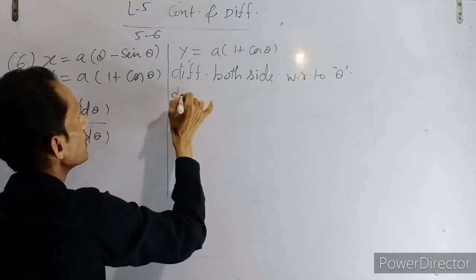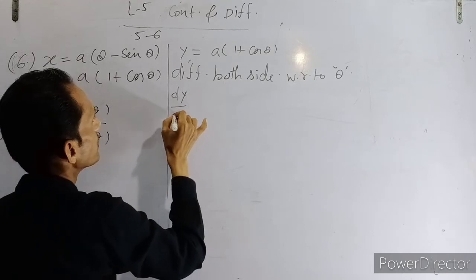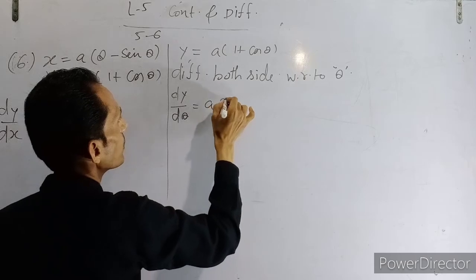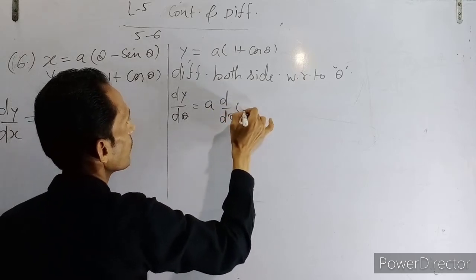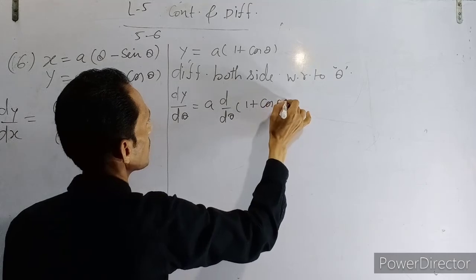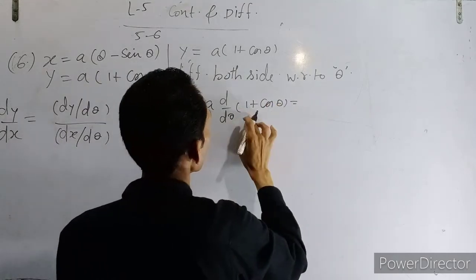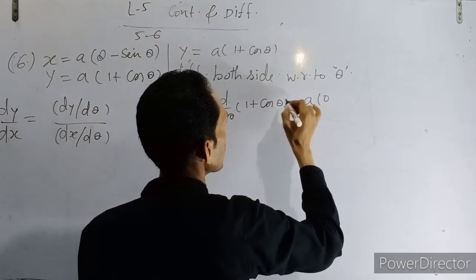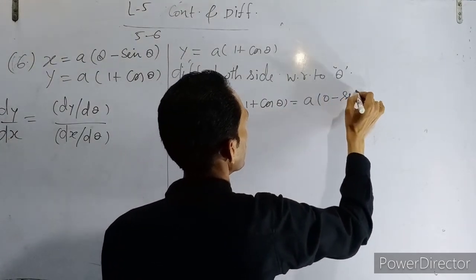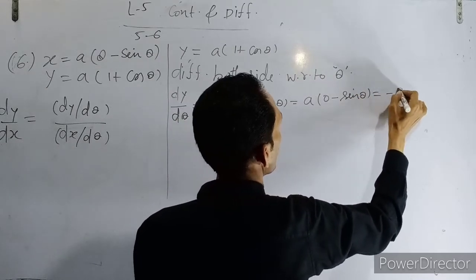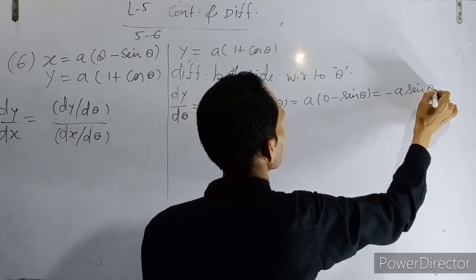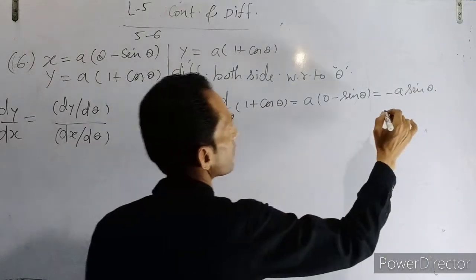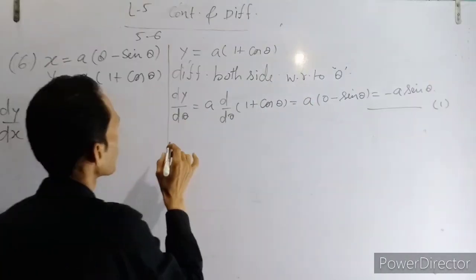So what will come? dy by d theta equals a, which is the constant, times d by d theta of 1 plus cos theta. The differentiation of 1 is 0, and of cos theta is minus sin theta. It means minus a sin theta. Clear? That is equation number 1. Now come to the next one.